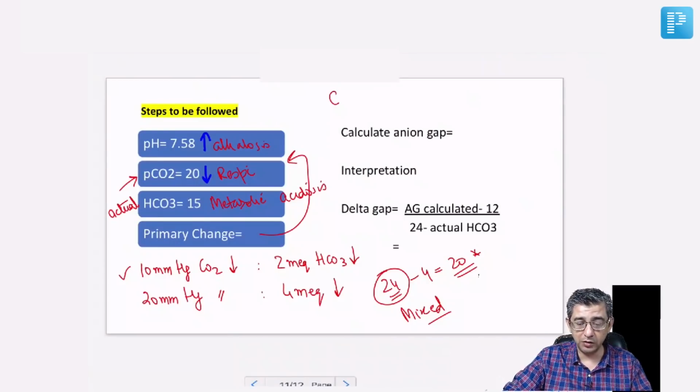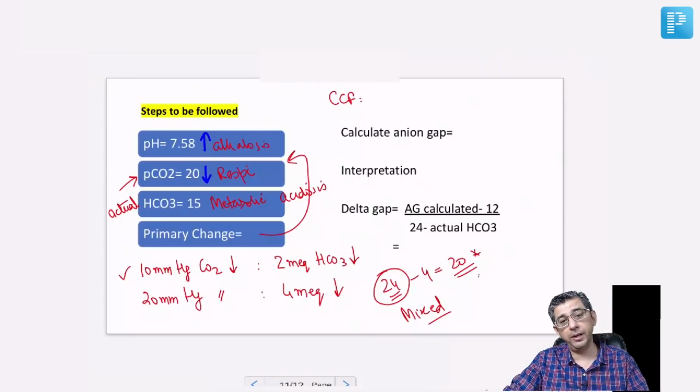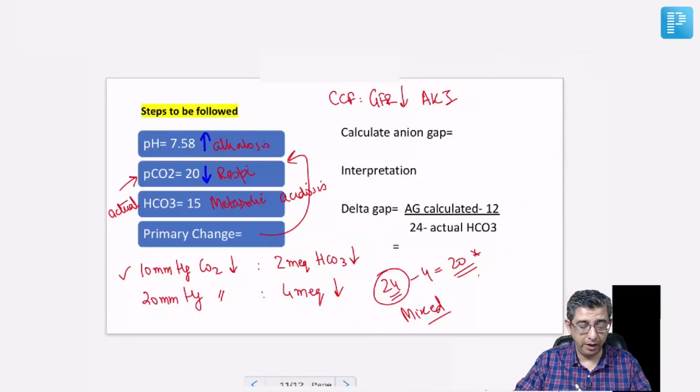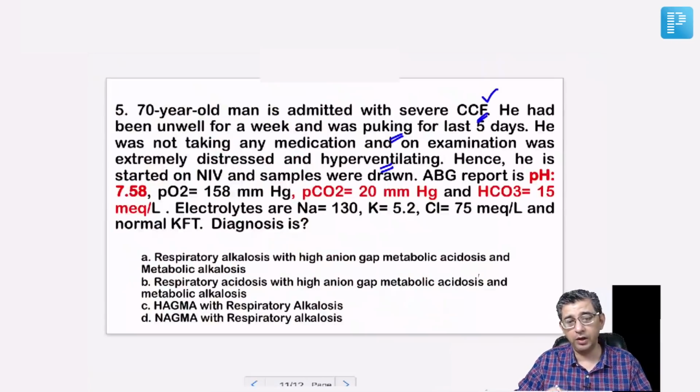So in all cases of CCF, what will happen to the blood supply to the kidney? The blood supply to the kidney can dramatically reduce. You could even have an acute kidney injury developing in this person subsequently. And whenever the kidney fails, what will happen to the person? Metabolic acidosis. Now we will calculate the anion gap for this patient also. So let's calculate the anion gap.